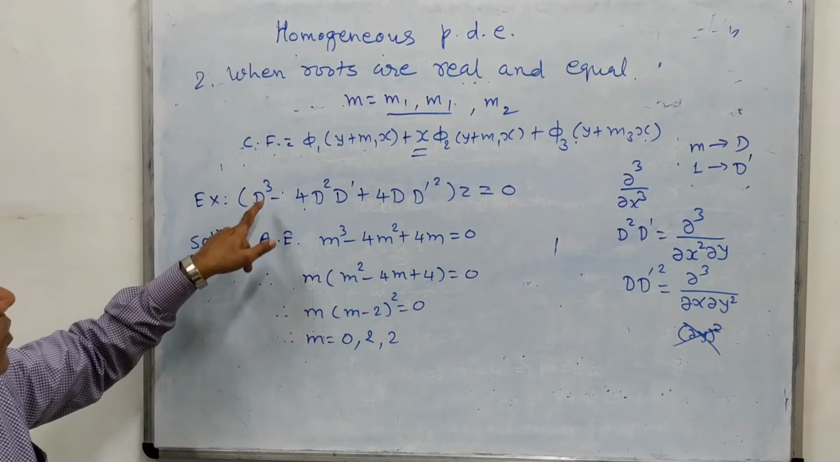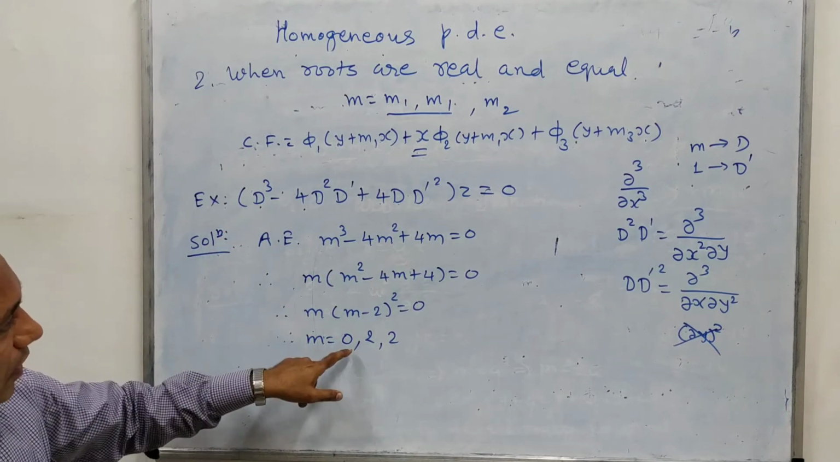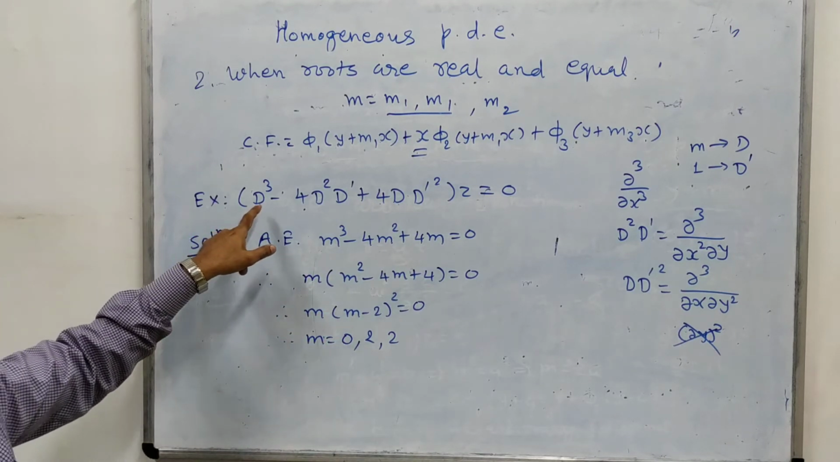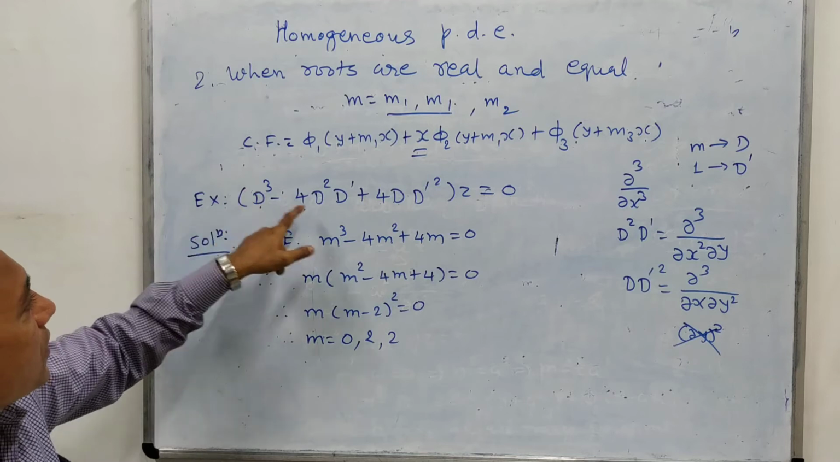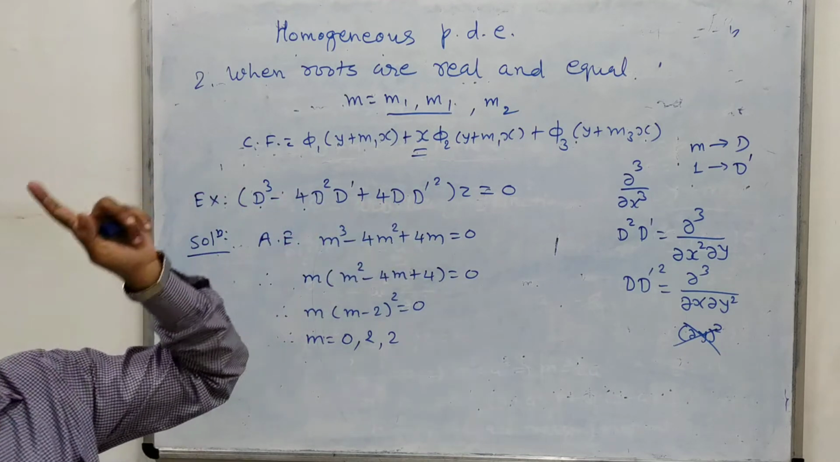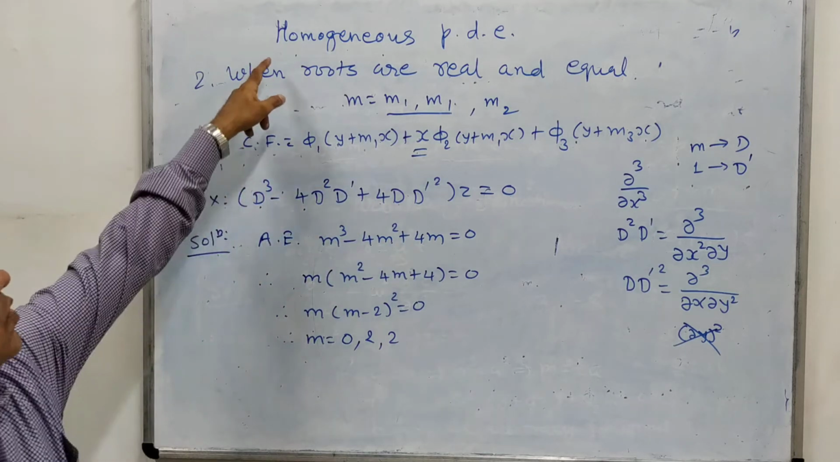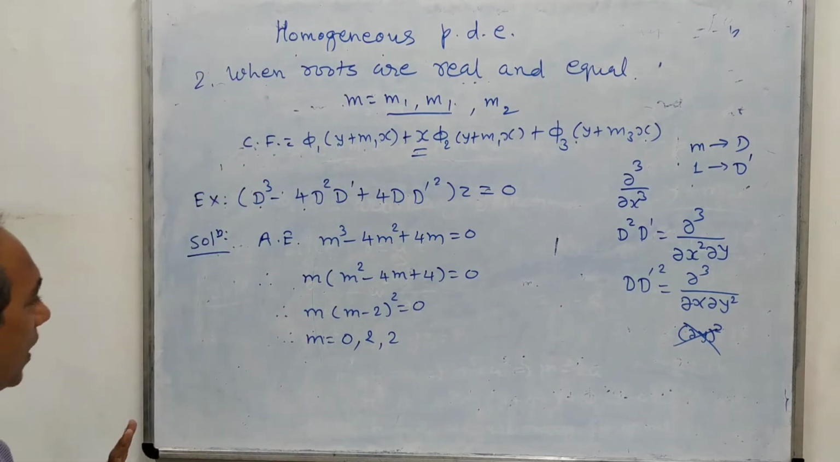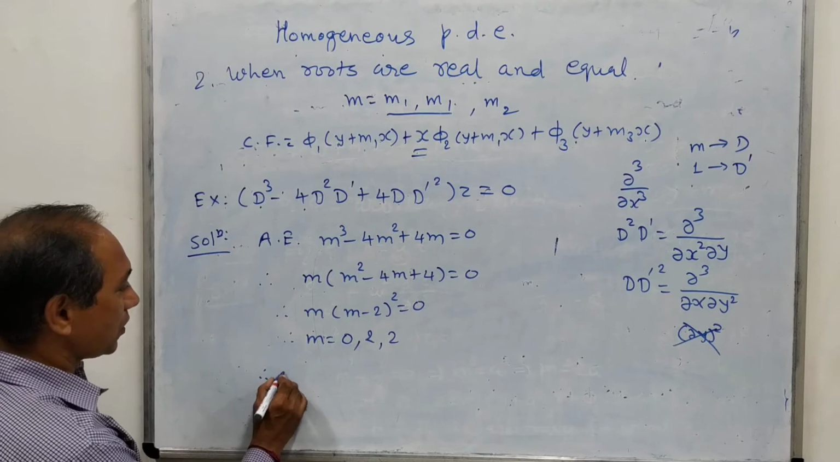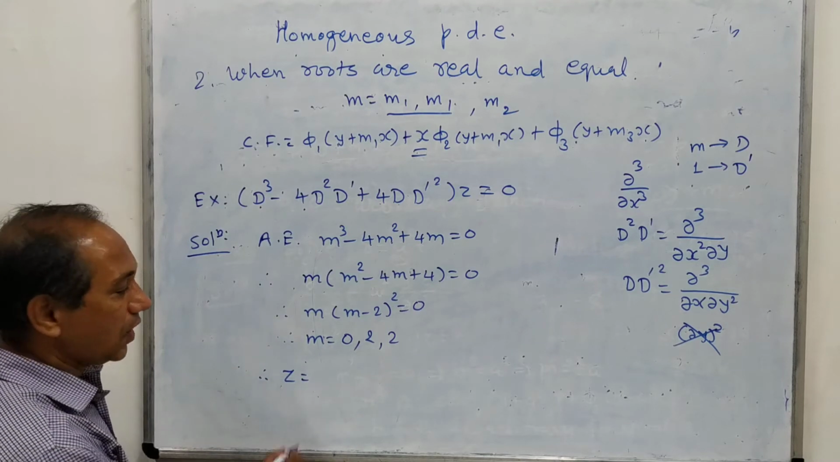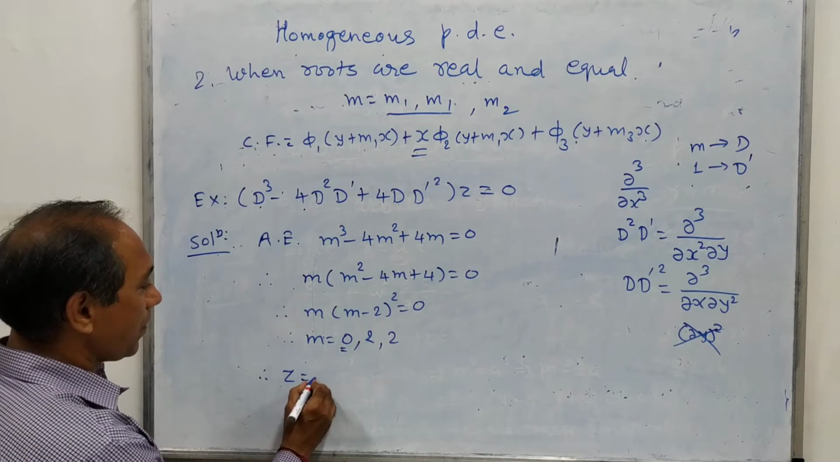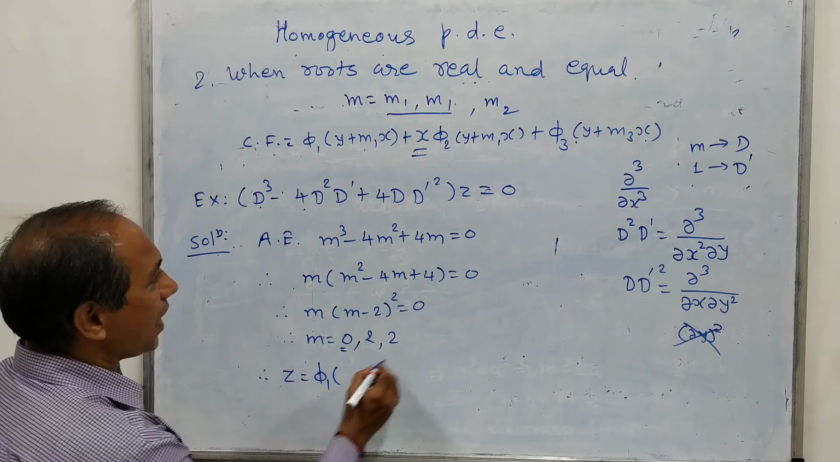So there are 3 roots because it is a third order differential equation. And here you can see that it is homogeneous, because the order of derivative in each term is 3, the same. So it is homogeneous. Therefore the solution is z equal to, this is the different solution, so we write phi1(y + mx).